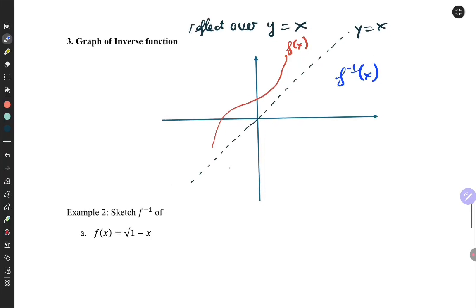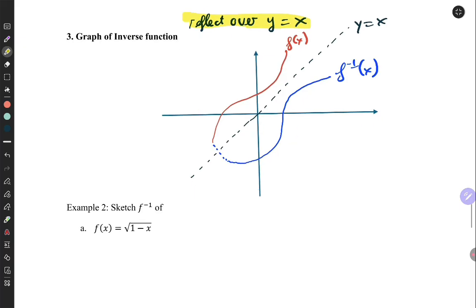Okay, reflect, right. So maybe over here, like that. I try my best. Yeah, a little bit longer, but it's okay. Maybe that. Okay. So reflect over y equal x. Not over the x axis, not over the y axis. Using that idea, this is the idea.